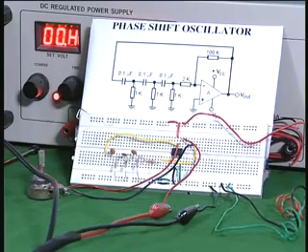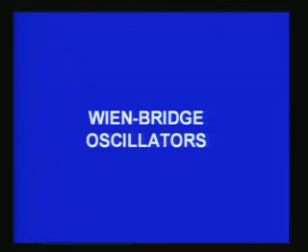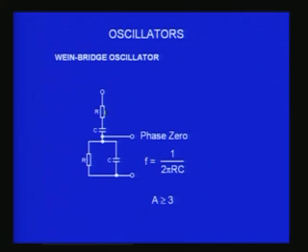Now we will go on to our next circuit, which is again an oscillator, and again it uses an RC network. That is called the Wien's bridge oscillator. What is a Wien's bridge? You can see on the screen a combination of RC again, but one RC is in series, the other RC is in parallel.